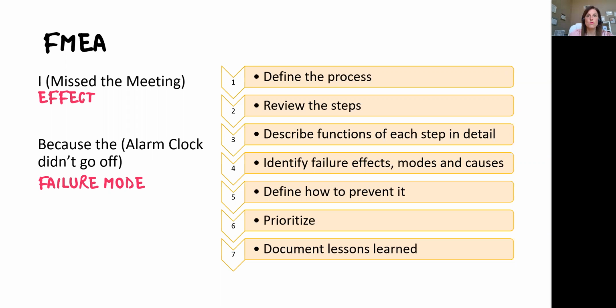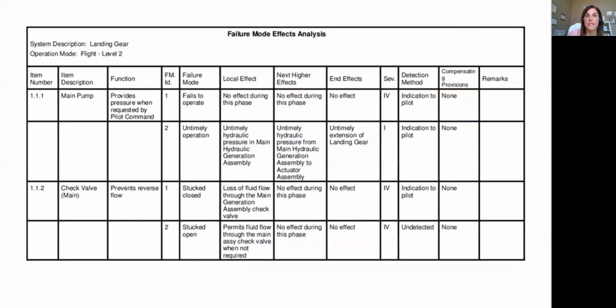So once you do all these analyses, you can build a table or just build it the best way you can so that it's very easy for everyone to understand, and document the lessons learned. This is a table that you can use where you can describe all the items like main pump, the valve, and then the different functions. Well, the main pump provides pressure when requested by pilot command, and it can fail in 2 ways.